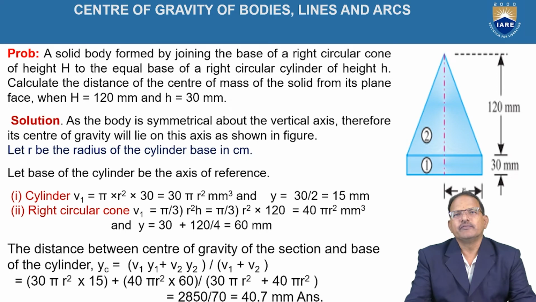Similarly, for the composite figures, solids now. A solid body is formed by the joining of the base of a right circular cone of height capital H to the equal base of a right circular cylinder of height small h. Calculate the distance of the center of mass of the solid from its plane face when capital H is equal to 120 mm and small h is equal to 30 mm.